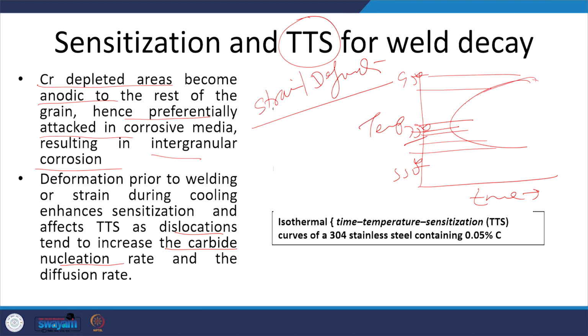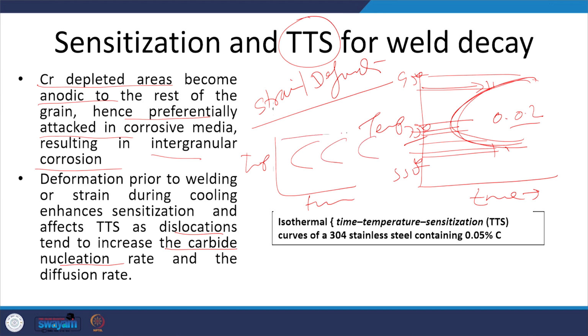And this is the location of this kind of curve, the time temperature sensitization curve. This is the time it needs for precipitation. This time is very long when the carbon content is low, like say 0.02. We will see in the next diagram, if this is the temperature and this is the time, and the carbon content is low, then it will take a long time to precipitate.